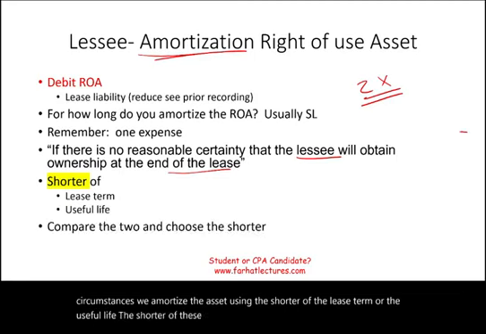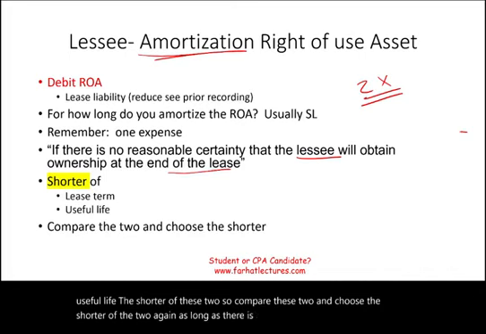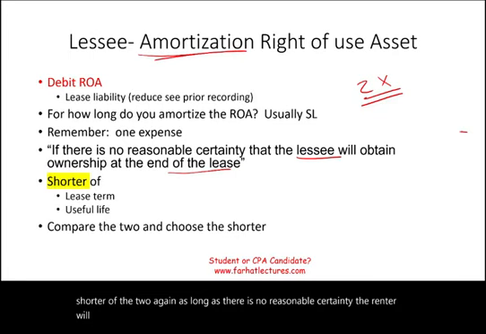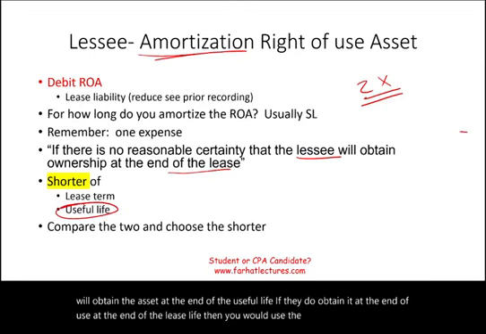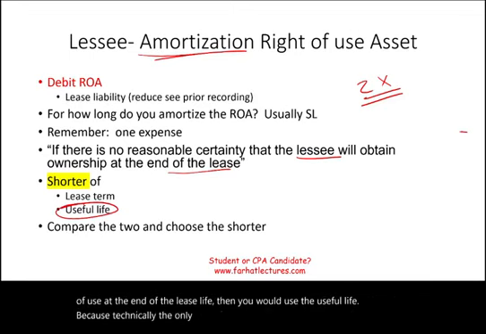So compare these two and choose the shorter of the two. Again, as long as there's no reasonable certainty that the lessee, the renter, will obtain the asset at the end of the useful life. If they do obtain it at the end of the lease life, then you would use the useful life, because technically they own the asset. Okay, but keep it simple.